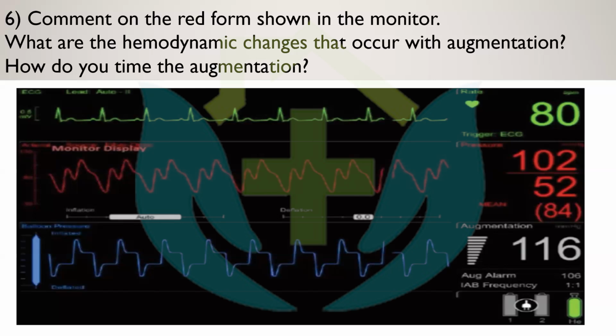How do you time the augmentation? The augmentation timing will be at the middle of T wave on the ECG. Specific phase where you do that augmentation, where it should augment the balloon. During the diastole, at the beginning of the diastole, on the T wave. Okay. Yeah. Your time is over.